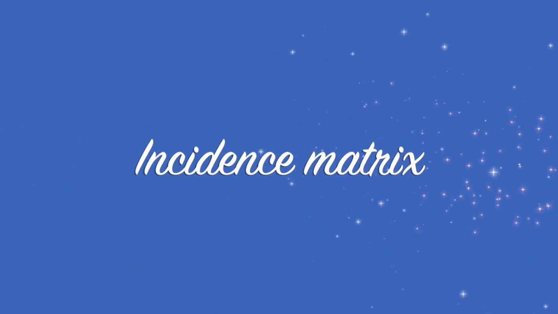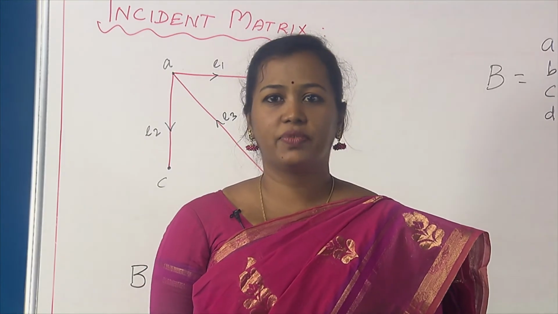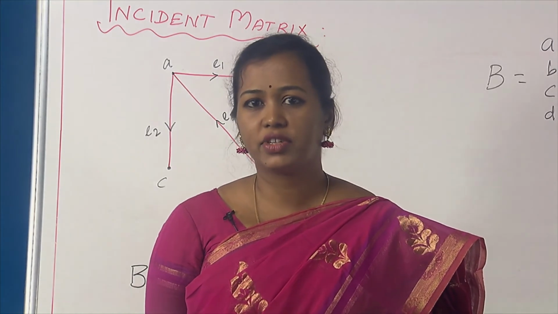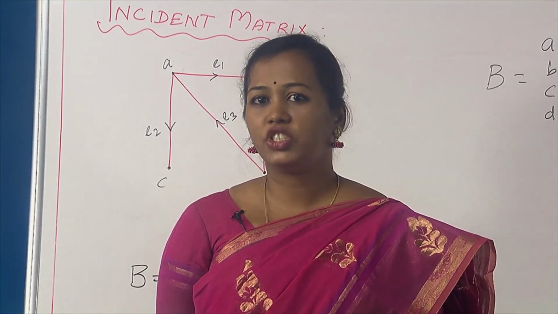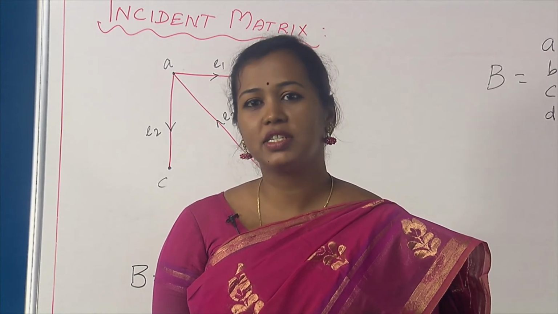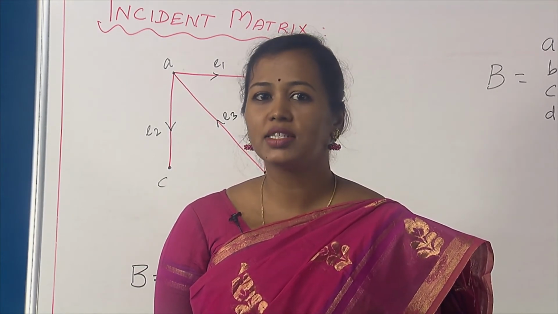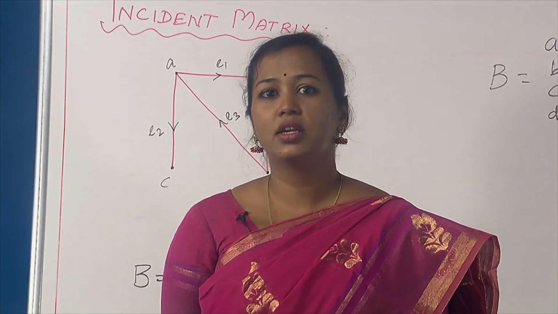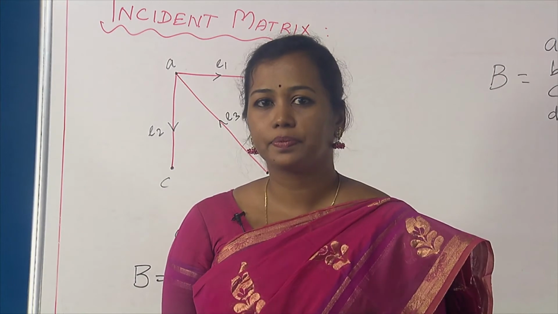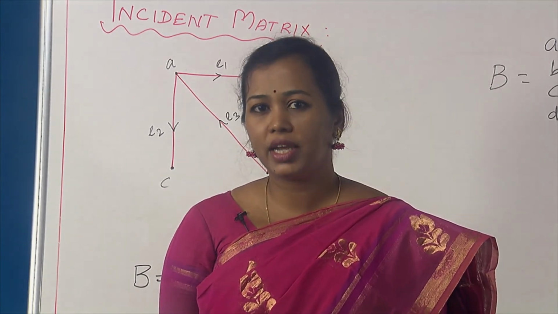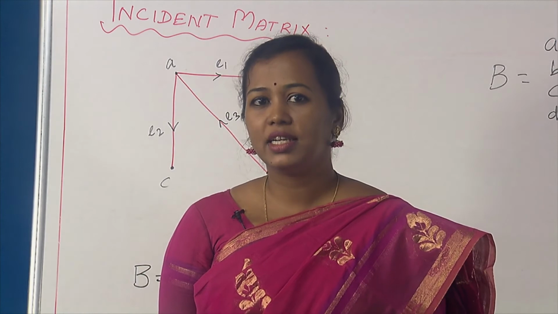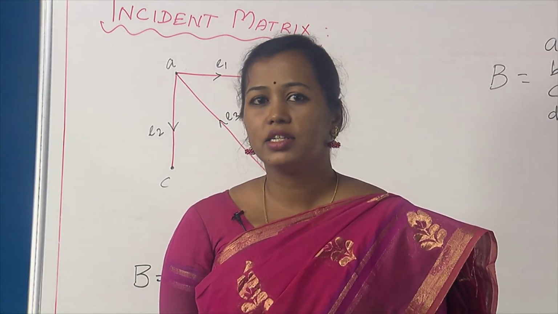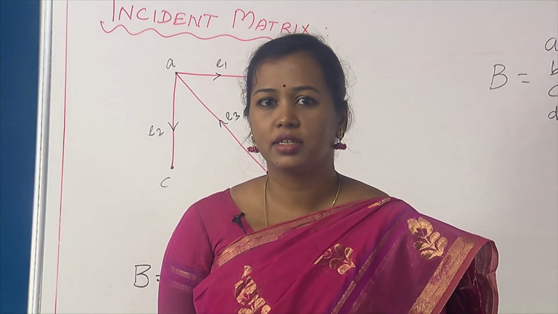Incidence matrix of a directed graph. The incidence matrix of a digraph D with V vertices and E arcs is the V cross E matrix B equals Bij, whose rows correspond to the vertices and columns correspond to arcs, and Bij is equal to 1 if the jth arc is incident out of the ith vertex, and it is equal to -1 if the jth arc is incident into the ith vertex, 0 if the jth arc is not incident with the ith vertex.